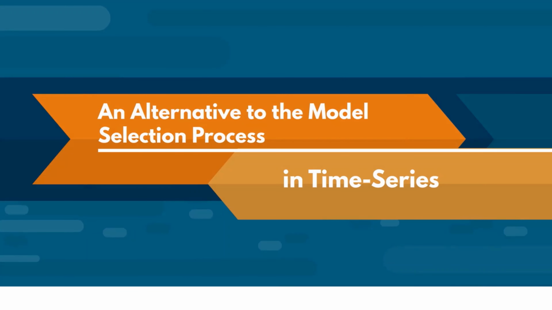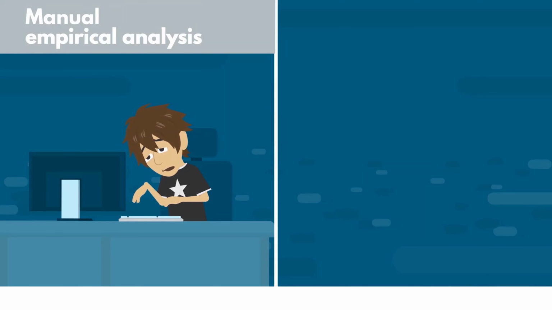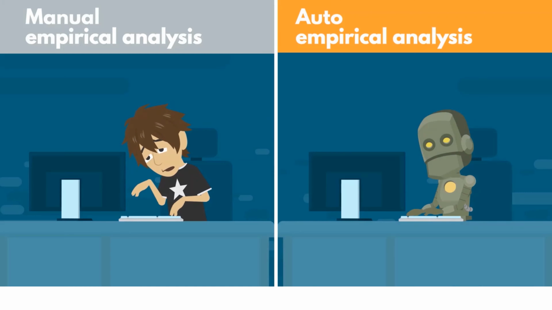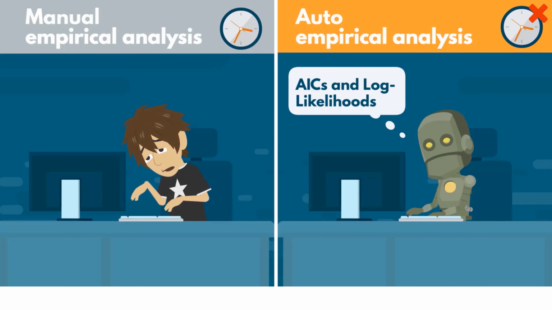Hello again. Up until now, we've seen how to conduct time series analysis manually, because this is how much of the empirical analysis in the field is conducted. But what if we could skip all of that? What if we could run some code and get the best model instantly without having to compare AICs and log likelihoods? That would save us a huge amount of time and allow us to be more precise in our analysis.